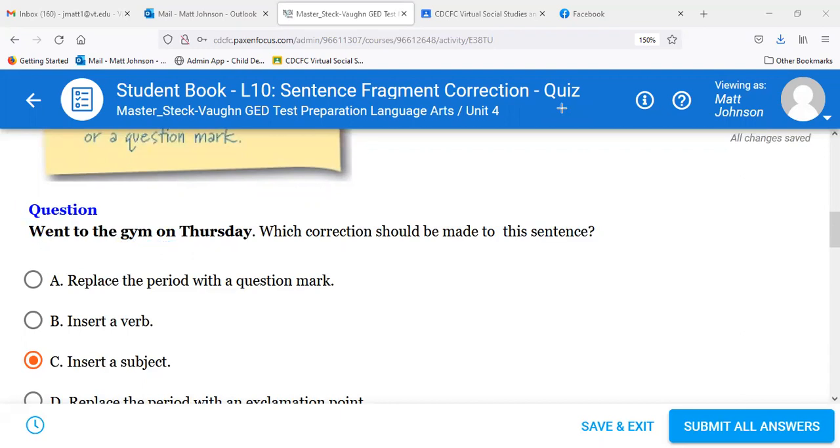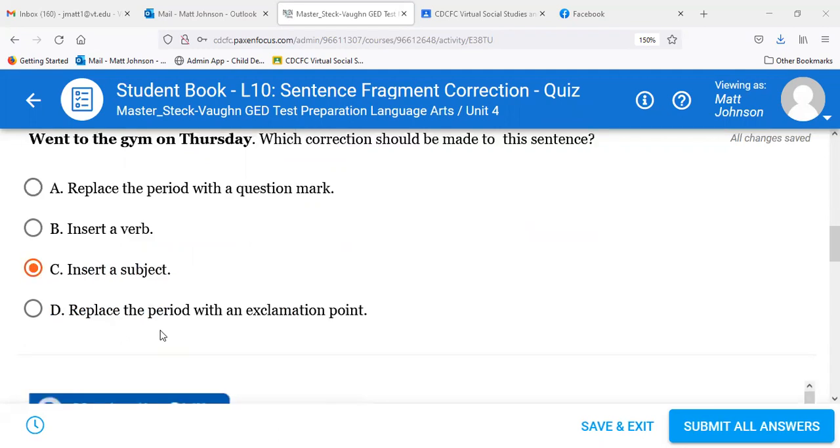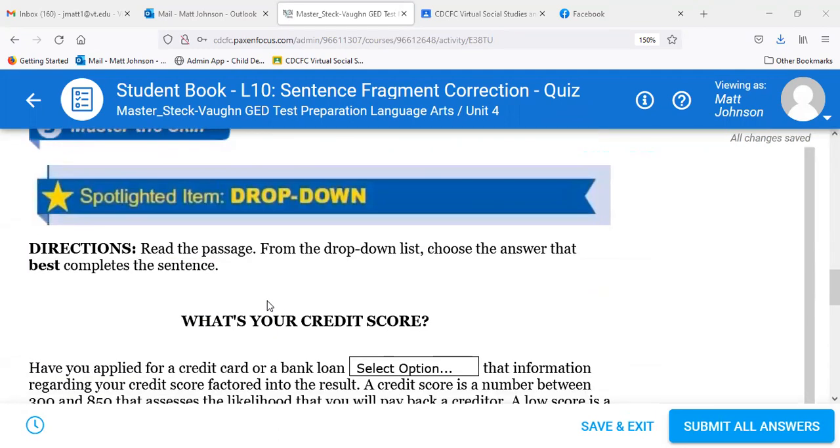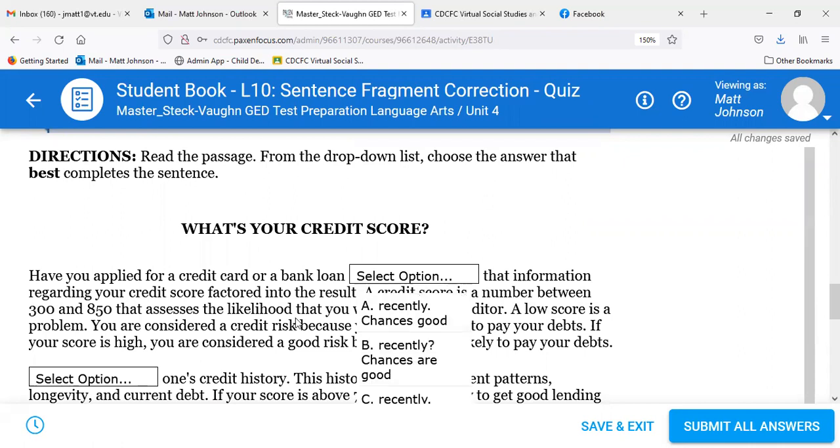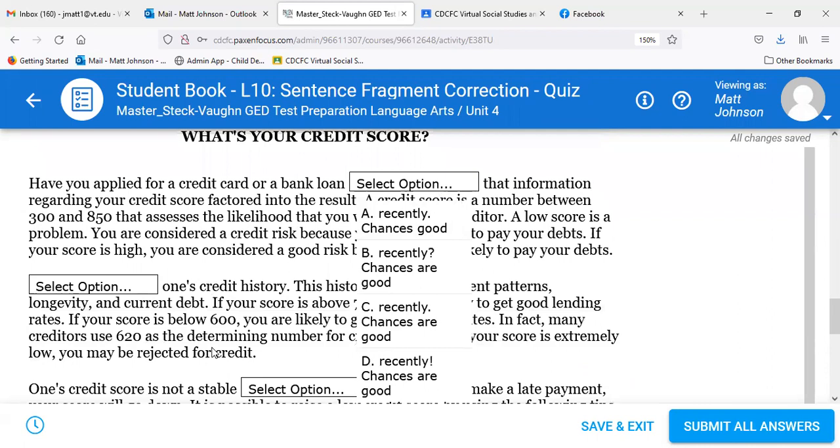And move on to the second one. Okay, "What's your credit score? Have you applied for a credit card or a bank loan?" Now, these are a little tricky because sometimes they will want you to make a compound sentence. Sometimes you're going to be breaking a sentence in two. So this one, you're going to look at how do we want to end the one sentence? How do we start the next sentence? I think the answer is B as in boy.